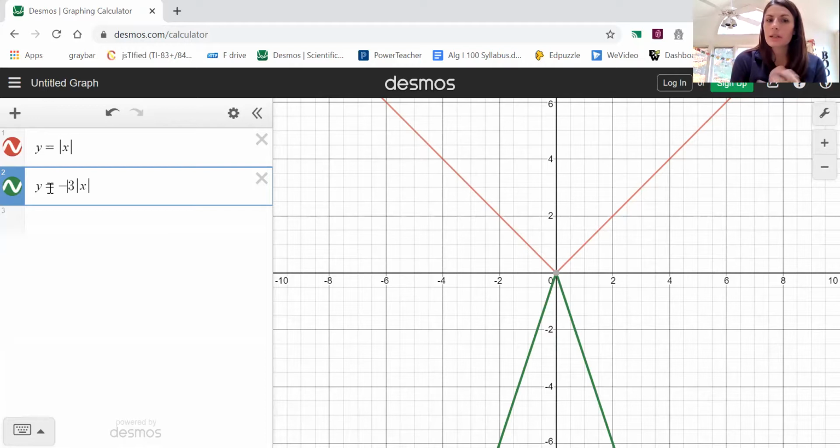Because what's gonna happen is it's gonna multiply it by a negative every time. And so what had been previously a positive number now becomes the negative of that number. Okay, does that make sense? So it's gonna flip the whole graph kind of upside down.